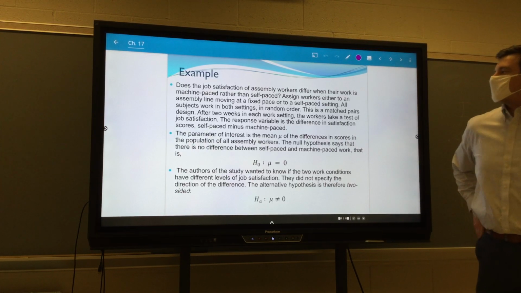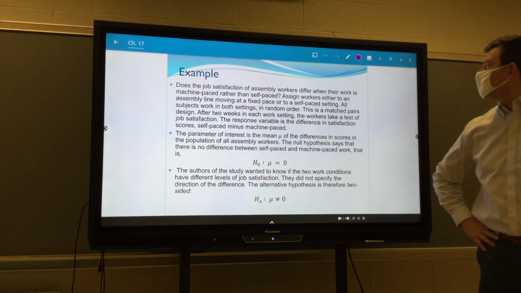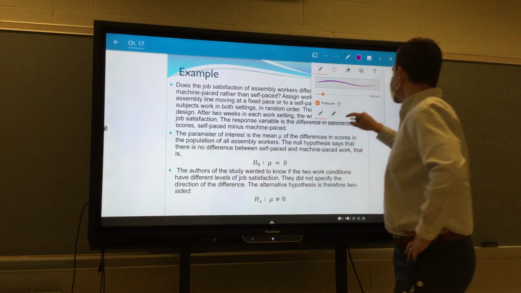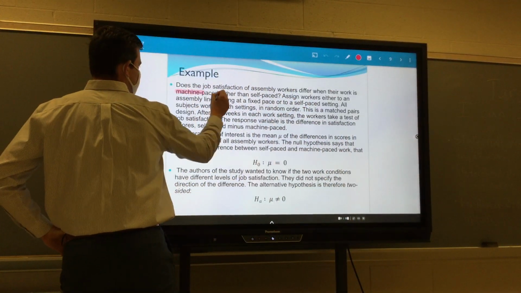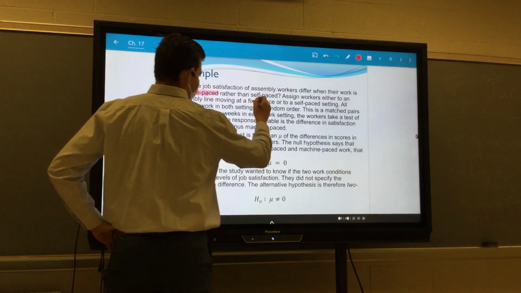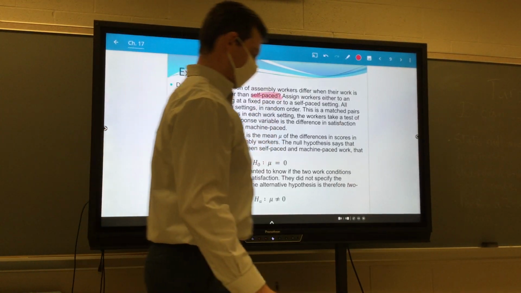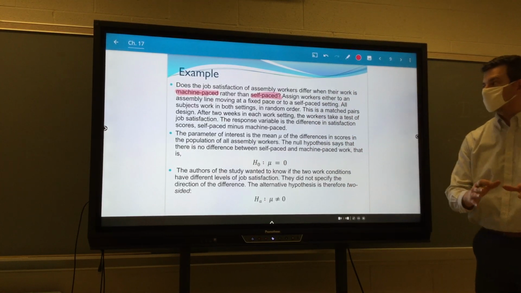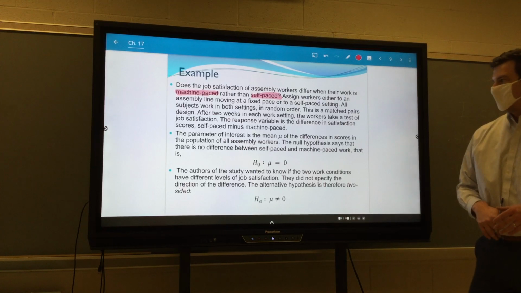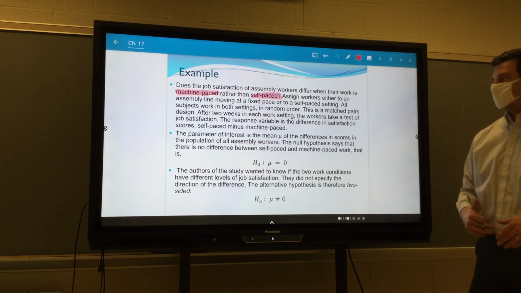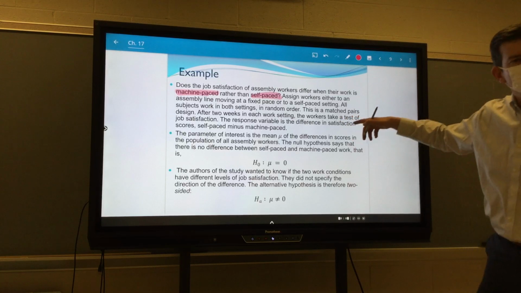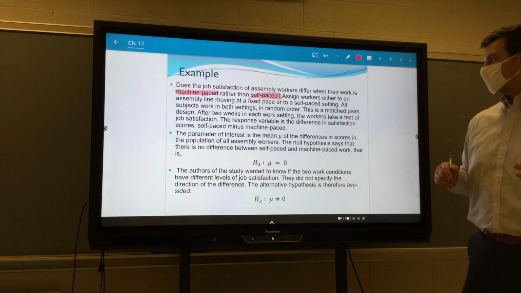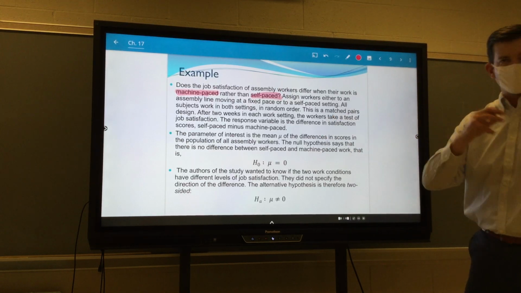It says, does the job satisfaction of assembly workers differ when their work is machine-paced rather than self-paced? Okay, here are the two things that we are comparing. A machine-paced assembly line or a self-paced assembly line. You're assigning workers to either an assembly line moving at this fixed pace or to a self-paced setting. All of the subjects work in both settings in a random order. So you can see, if you remember from our experimental design, this is a match pair design. Okay? They're trying both settings in a randomized order.